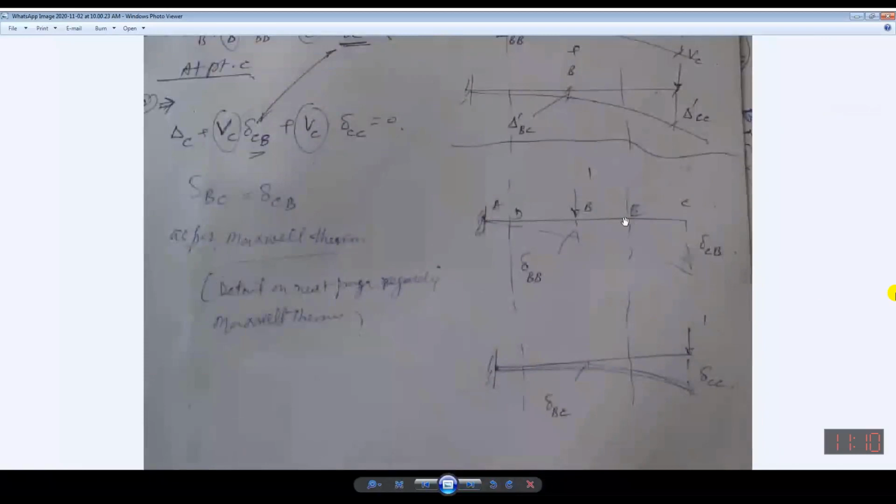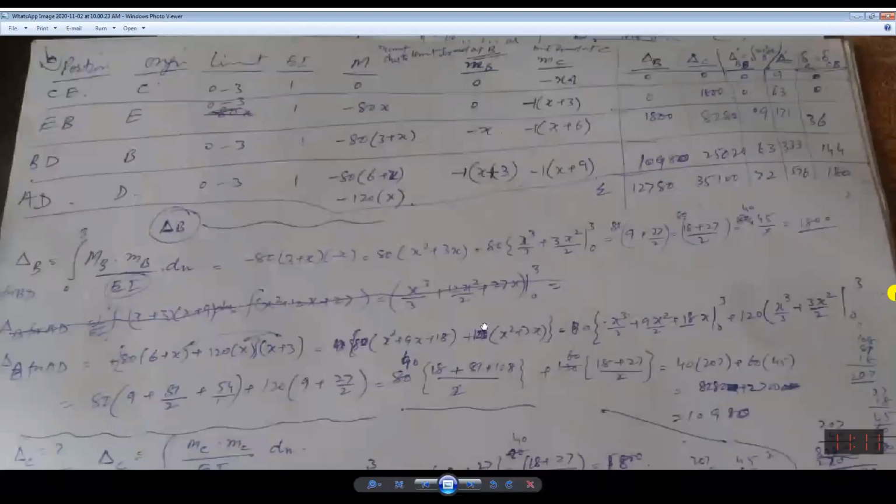But when I will be considering BD, then its effect will come because B is the origin. I am moving leftward. So effect of this one will be 1 into x, and it is downward producing hog, so it will be negative. So you can see for MB, CE is 0, EB is 0. After you have crossed the B point, unit load has been applied, 1 into x. It will be 1 into x.